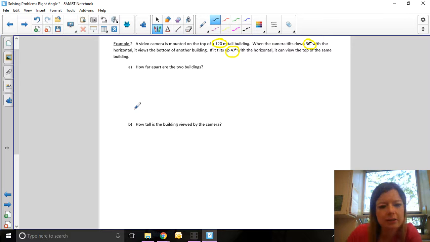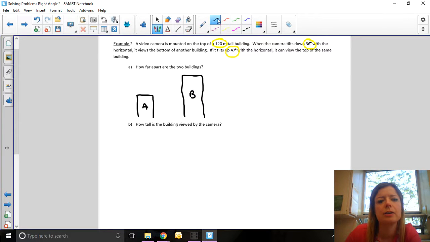So let's draw these 2 buildings. Here's your first building, and notice I'm making it smaller. There's building A. And here's building B, and I'm making it bigger because we know the camera tilts up to see the top of the building, so that has to be larger. So what do we know here? What can we label? This one is 120 meters. And we don't know this height. That's what we're going to find in part B.